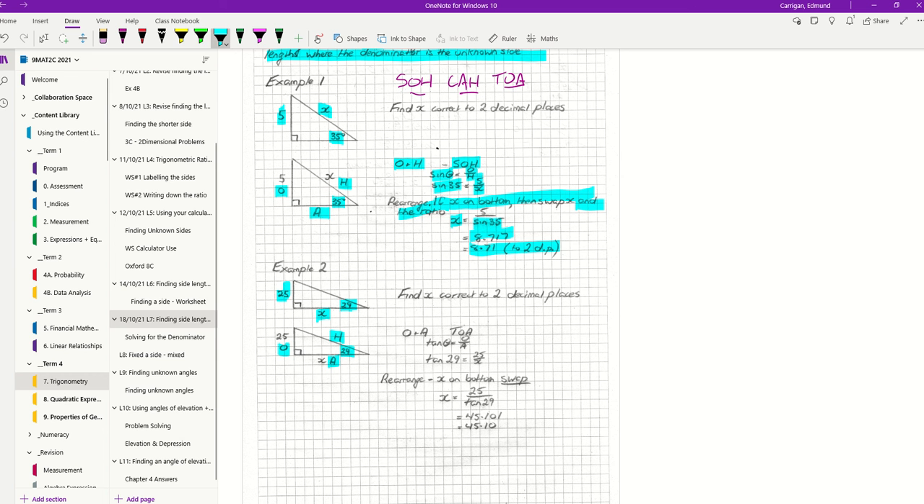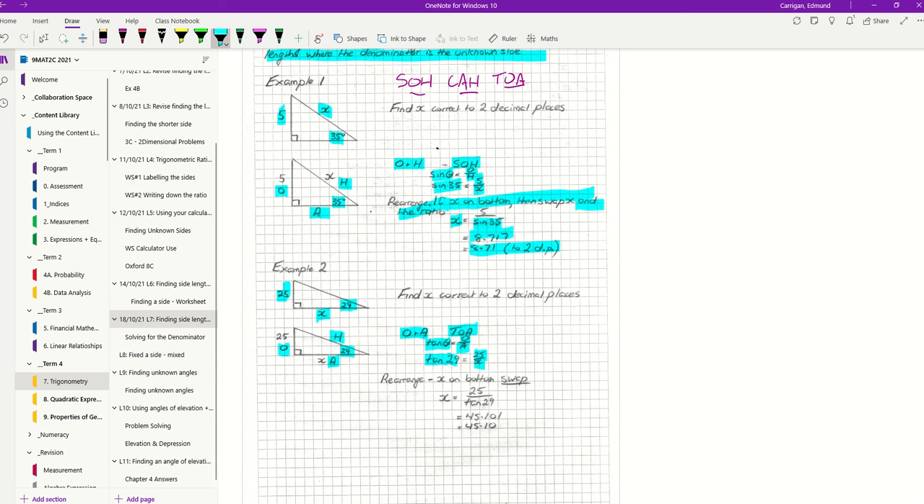Let's have a look at what we've got now. This time around, X is next to A, and 25 is on the O. We've got O and A. The ratio that uses O and A is TOA. So we have tan theta equals O on A. That comes from TOA: tan theta equals O divided by A. Let's substitute our numbers in. Our theta is 29, so tan 29. Our O is 25, and our A is X.